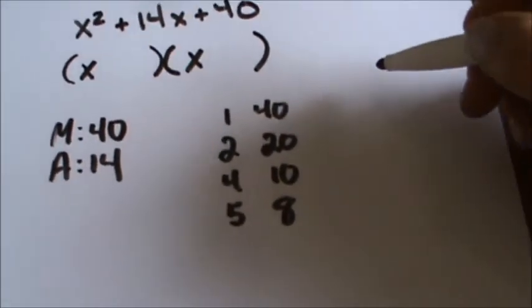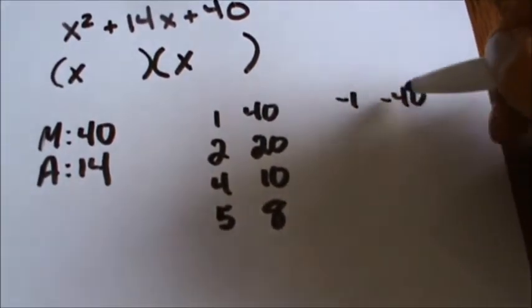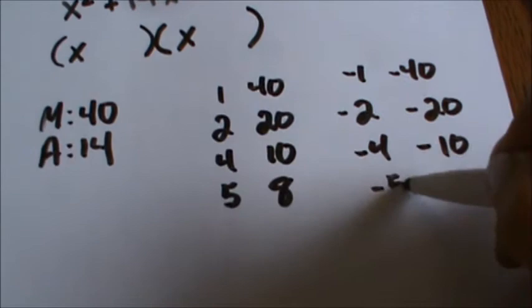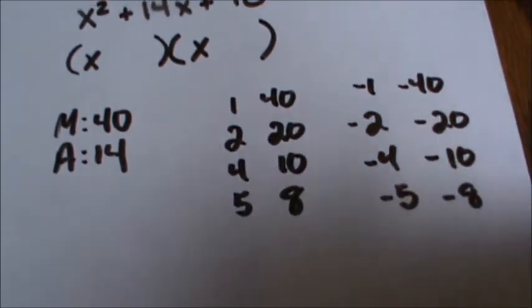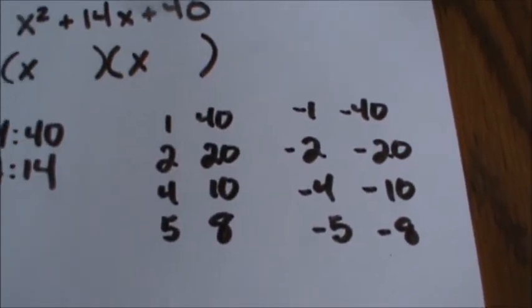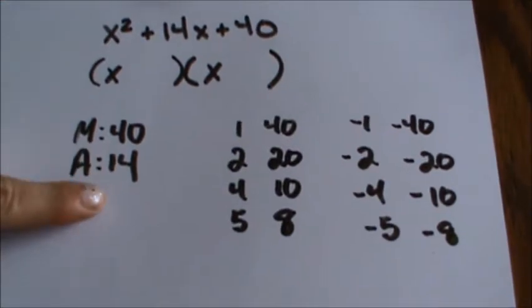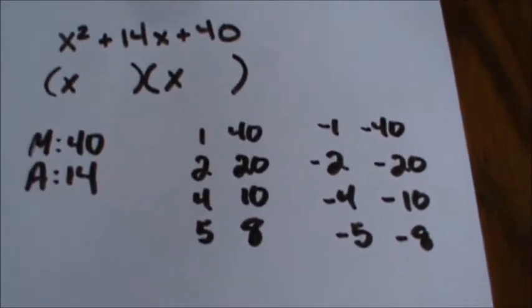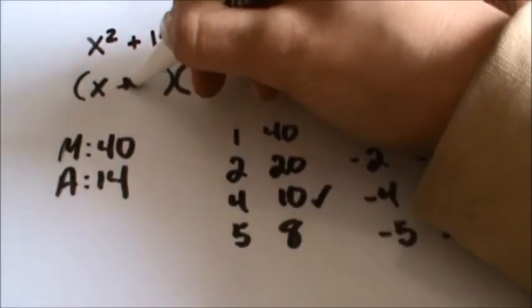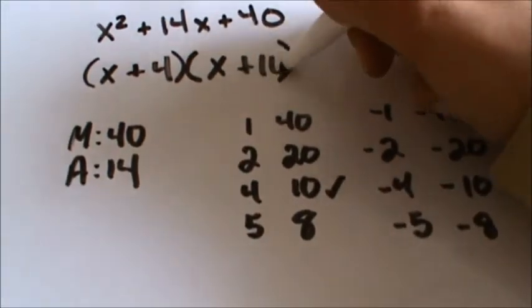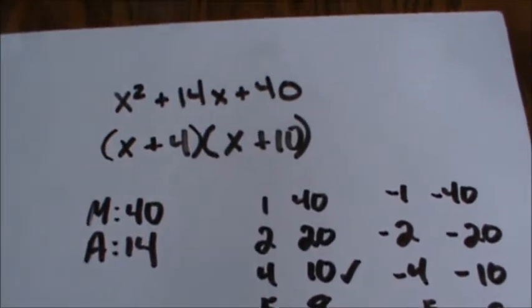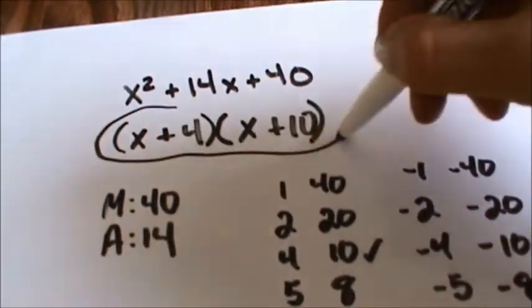But I also need to remember that I could have the negative ones as well. Negative 2 and negative 20, negative 4 and negative 10, negative 5 and negative 8. So these are all the possibilities of the pairs of numbers that could go in here that would multiply to be 40, but I need them to add to be 14. So which of these pairs of factors do that? Right here, the 4 and the 10. So I know that this will be x plus 4 times x plus 10. If I FOIL this, I should get this. Here is the answer that we are looking for.